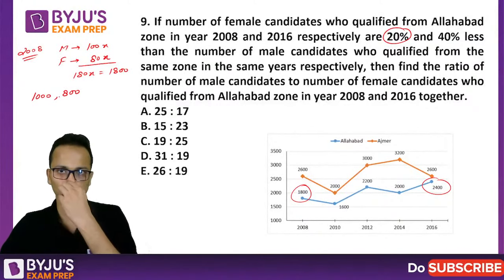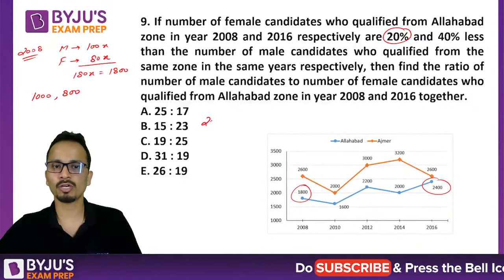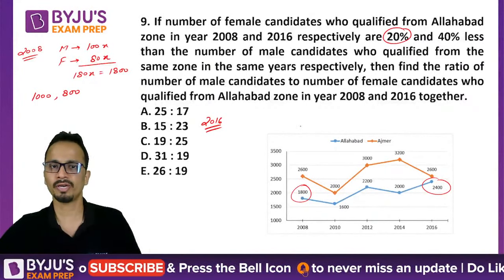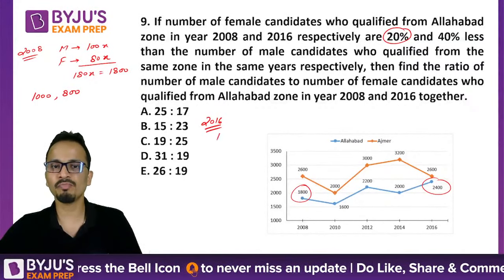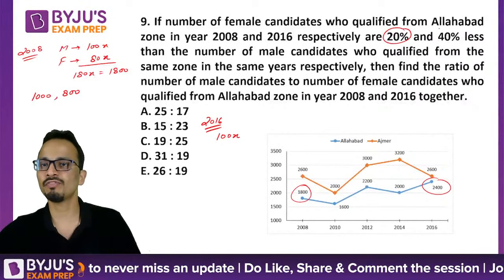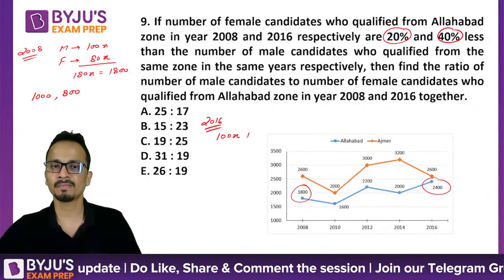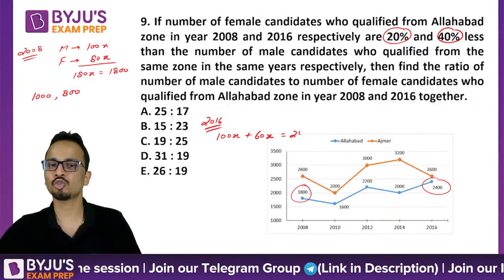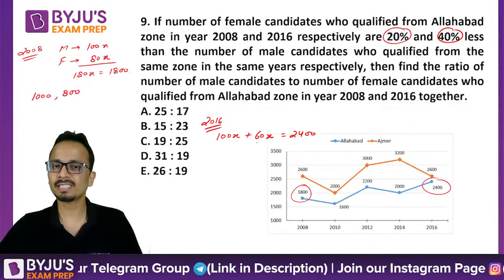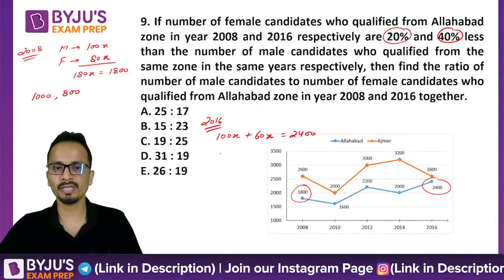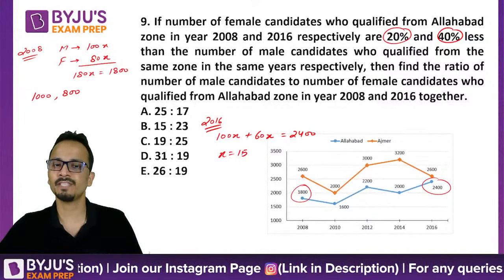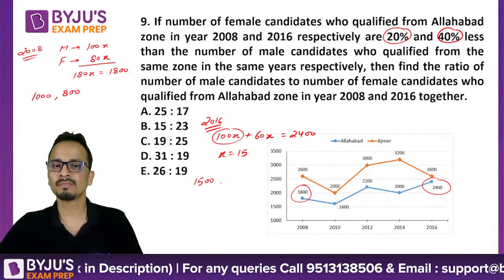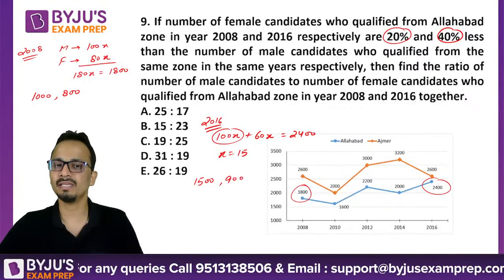2008 is over. Okay, now further, let's go for 2016. Now the 2016 total candidates is 2400. If I assume the number of males as 100x, the number of females will be 40% less. That means 60x. And this sum is given as 2400. So 160x is equal to 2400. So what will the value of x come out to be? 15. So the number of males will be 1500 and the number of females will be 900.